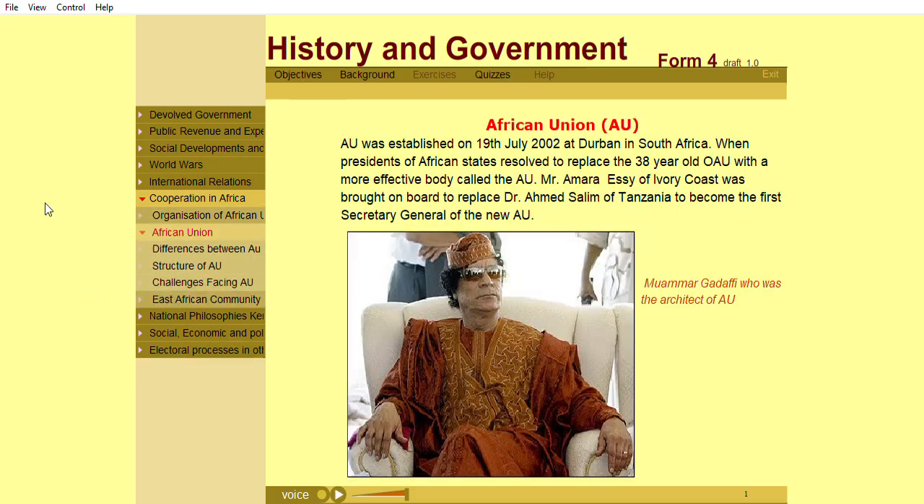African Union, AU, was established on 19th July 2002 at Durban in South Africa. This was when the presidents of African states resolved to replace the 38-year-old OAU with a more effective body called the African Union. Mr. Amara Essy of Ivory Coast was brought on board to replace Dr. Salim Ahmed Salim of Tanzania to become the first Secretary General of the new AU.